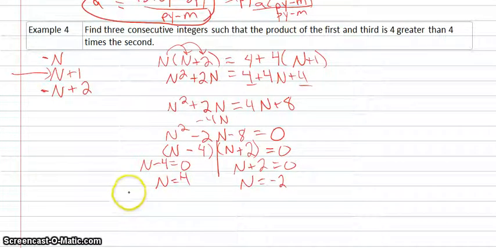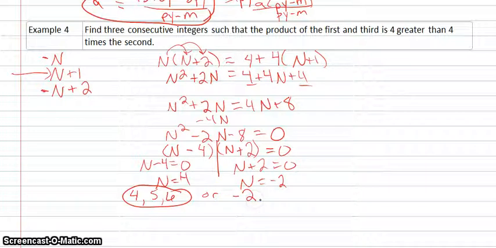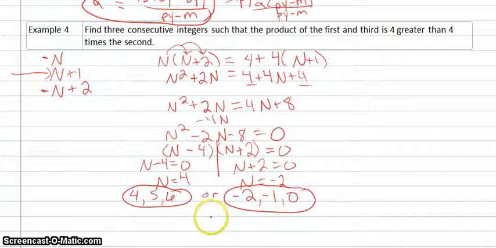So it can either be 4, 5, 6, or we could have negative 2, negative 1, and 0. Now, for your answer, you need to include both of these, because they're both possibilities that you could fill in the numbers, and this situation or equation would work for both of those.